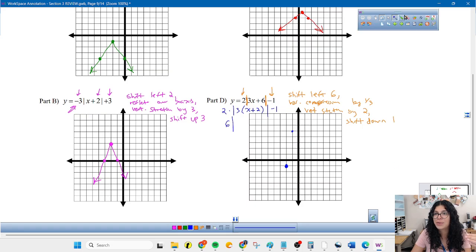Having trouble making a straight line there. Let me use my line tool. Okay, and then up 6, to the left 1 for the left side. And that is your V shape.